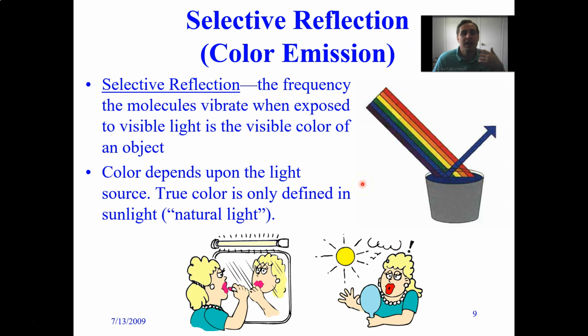Okay? So this is the idea of selective reflection. Now, by the way, true color is defined as it is in natural light. Notice that if you're putting on lipstick under a fluorescent light, you go outside into the sunlight, the color might look a little different. And again, that's because sunlight has its peak in the middle of the visible spectrum. I'll say more about that in a second.